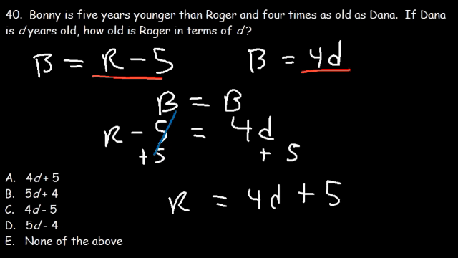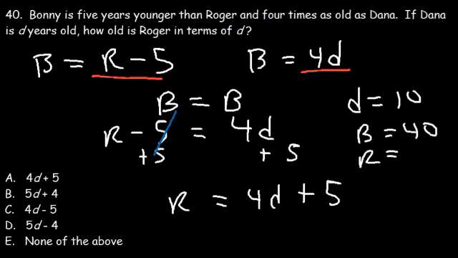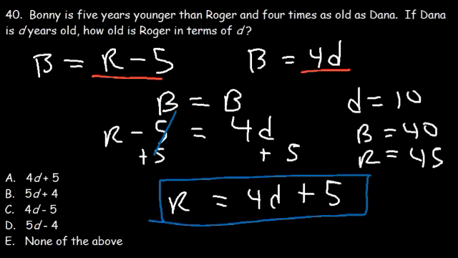So Roger is 4 times as old as Dana plus 5. So let's say if Dana is 10 years old. That means Bonnie is 4 times her age, so Bonnie is 40. And Roger is 4 times Dana's age plus 5. So 40 plus 5, Roger's 45. And he's 5 years older than Bonnie, or Bonnie is 5 years younger than Roger. So we can see how the numbers work out here. But the answer that we're looking for is how old Roger is in terms of D. So Roger is 4D plus 5. So therefore A is the right answer to this problem.